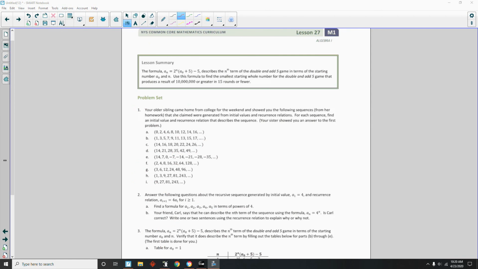Okay, page 3 brings us to the end of lesson 27. Review the lesson summary and go to your problem set.